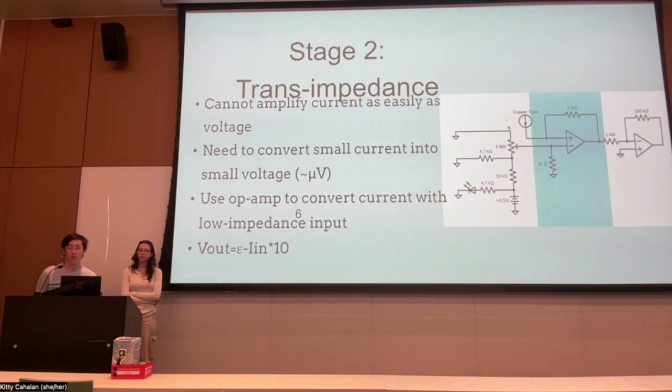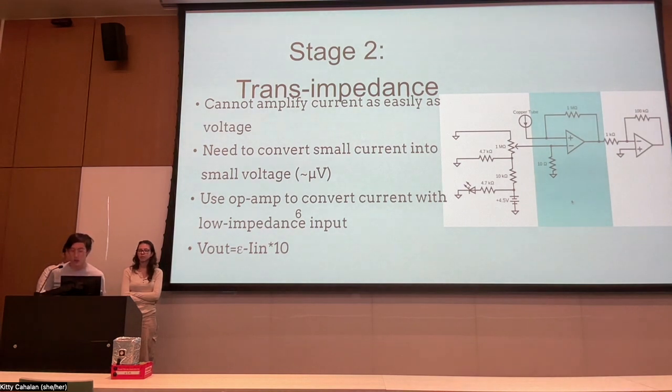Second stage is the transimpedance amplifier, and as you'll recall, the detection element uses a small current, but the issue is we can't amplify current as easily as we can amplify voltage. So we need to convert that small current to small voltage. We use the op amp to convert the current into the small voltage with low impedance.